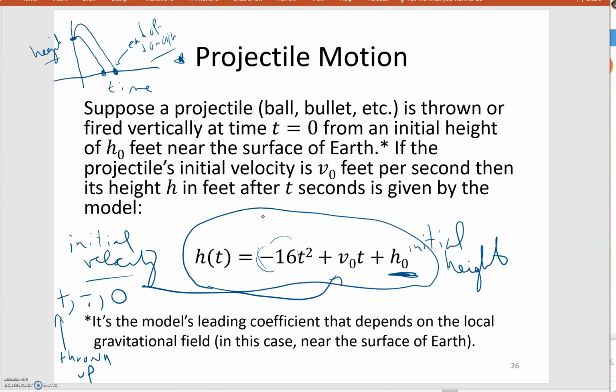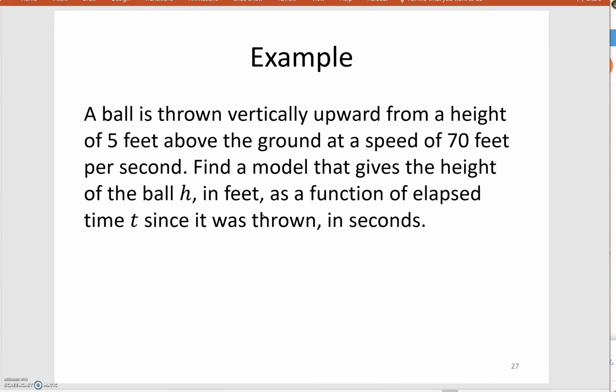A negative initial velocity is when it's thrown downwards, kind of hurled downwards. And 0 is when it's just dropped. So if you just open your hands and let the object fall, but you don't throw it down, then you have 0 initial velocity. And that will change your model.